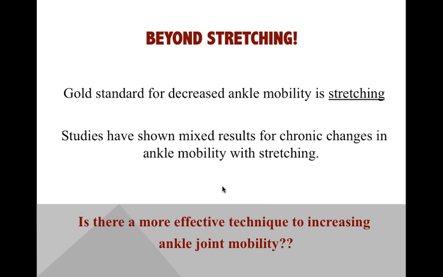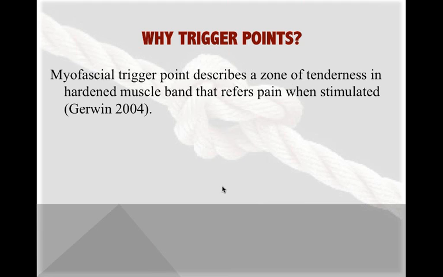It is seen in hamstrings and quads, right? You start getting these chronic increases in range of motion. That means that perhaps there is a more effective technique to increasing ankle joint range of motion that does not involve stretching. And this is where we look at our trigger points.